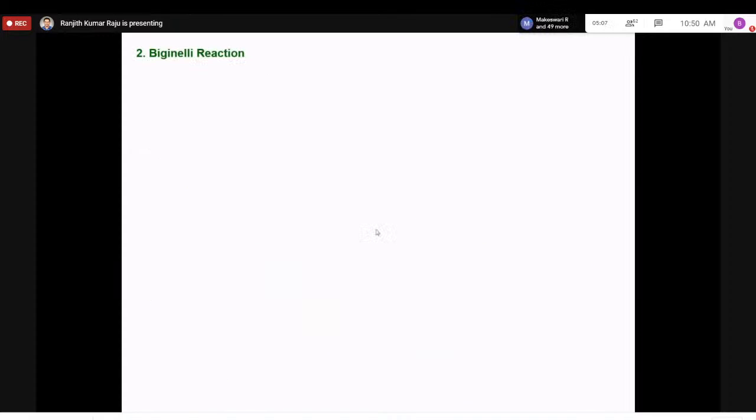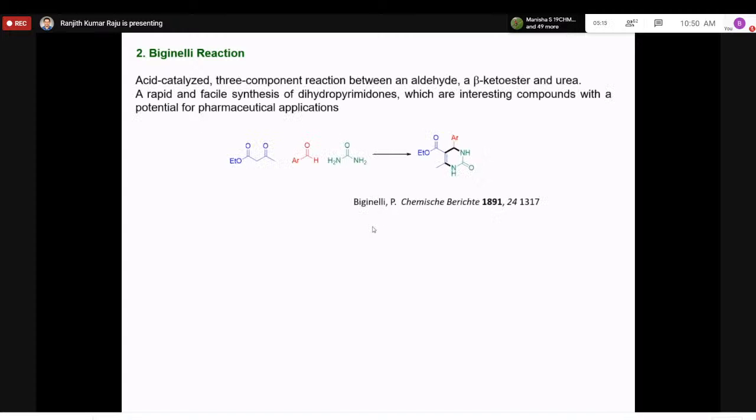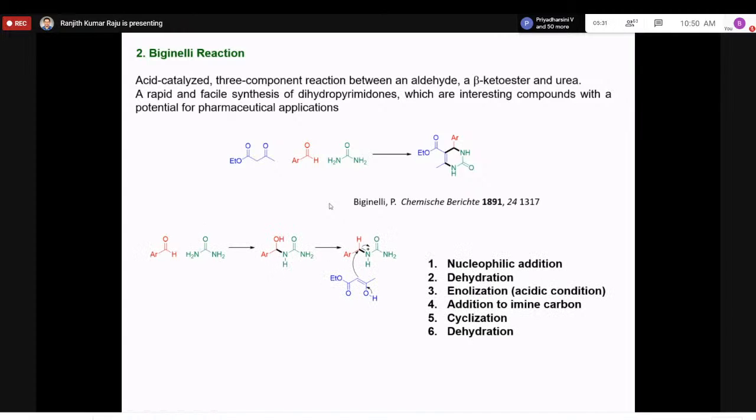And then the Biginelli reaction. This is also a very common reaction, which we are well aware leads to the formation of the pyridones, which are biologically very important. And here again, there is a keto ester, an aldehyde, and urea, or you can use thiourea also. And there are 6 steps involved in this reaction.